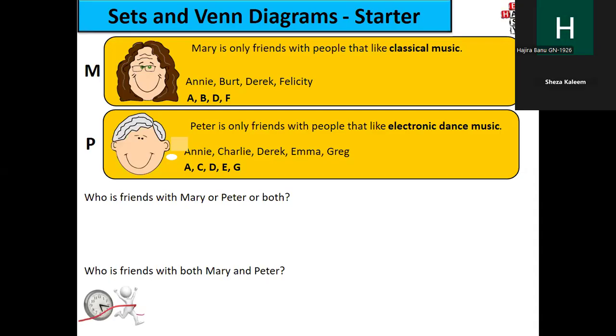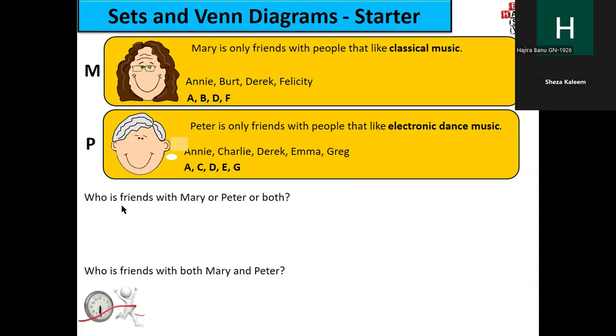And see here, there are two situations. There is a girl, Mary, and there is a boy, Peter. Mary is only friends with people that like classical music. So you have Annie, Bird, Derek, Felicity, who like classical music. And Peter is only friends with people that like electronic dance music. So we have Annie, Charlie, Derek, Emma, and Greg, who like electronic dance music.